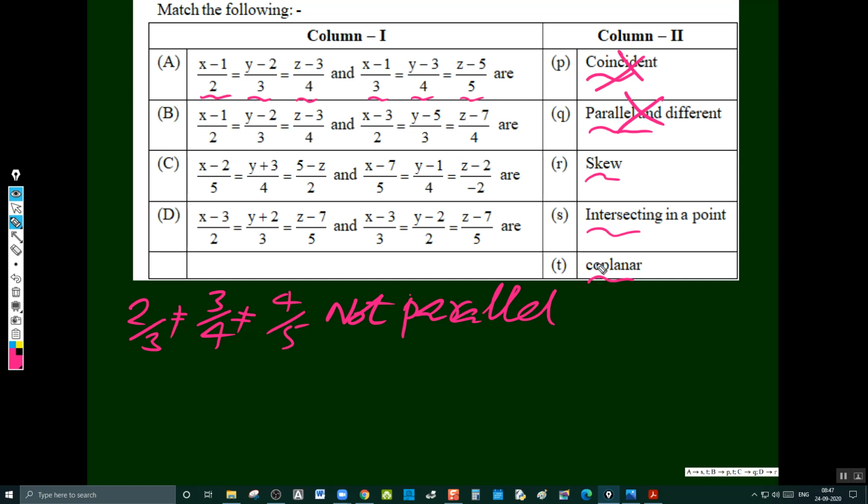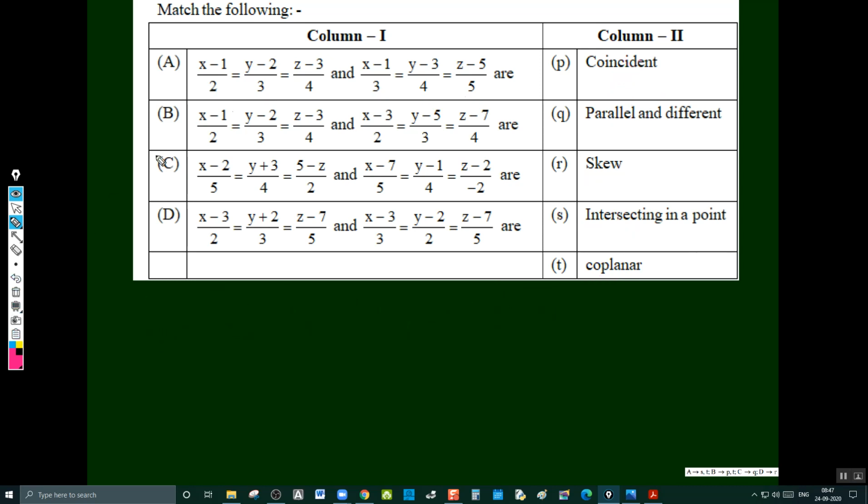Coplanarity means they must lie on the same plane. Let us check it out. If they are not parallel, they may be lying on the same plane also, but whether they are intersecting or not, we have to check it out. For that purpose, I'm just creating a point on the first line. Option A I'm talking about. On the first line, let us create a point. What is the point?